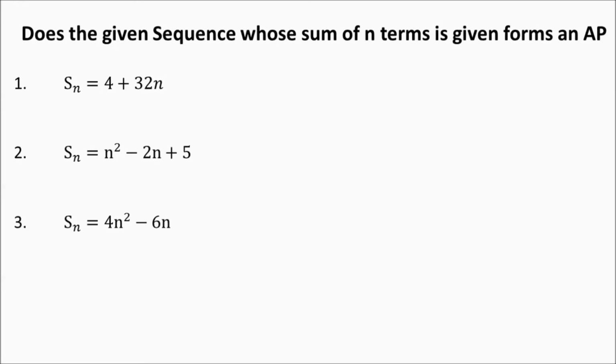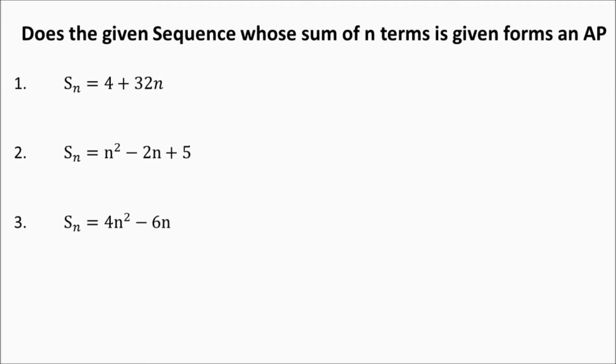If a question asks us to check whether the sum of n terms of a given sequence forms an arithmetic progression or not, let's see. These are the three examples. The first one is Sn equals 4 plus 32 times n. The second one is Sn equals n square minus 2n plus 5. And the third one is Sn equals 4n square minus 6n.